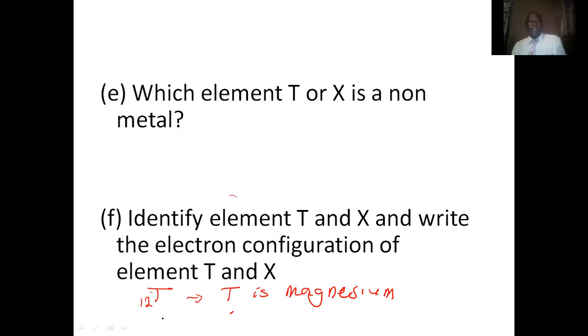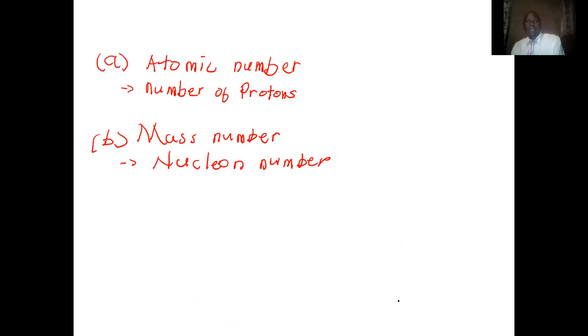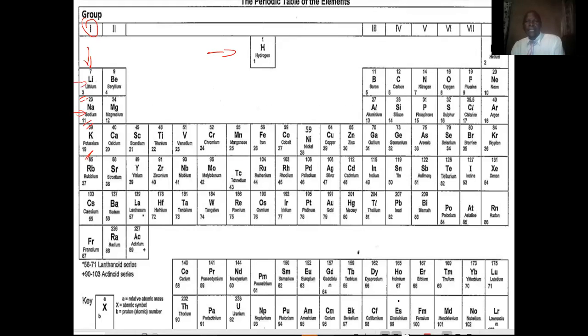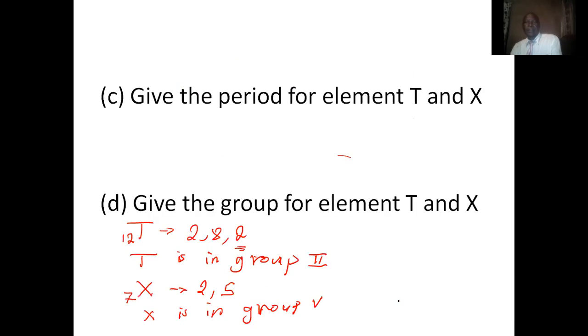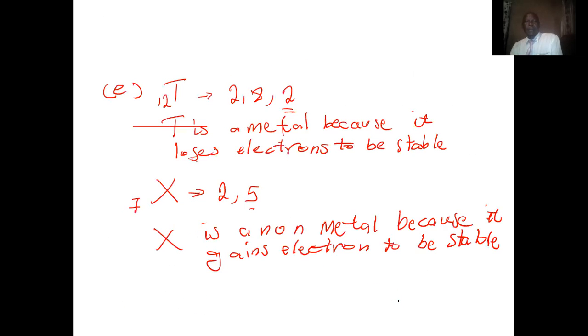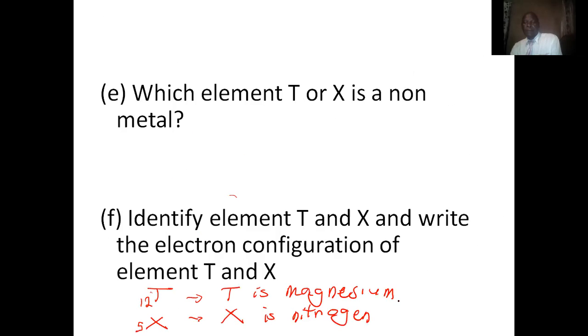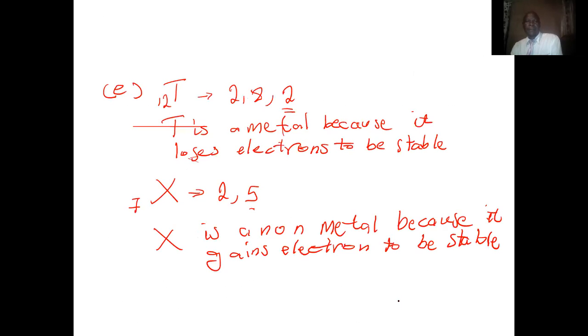While X with the atomic number 7 is nitrogen. If you check on the periodic table, you will notice that the element with the atomic number 7 is nitrogen. And so for the electron configuration, we have already written it several times.